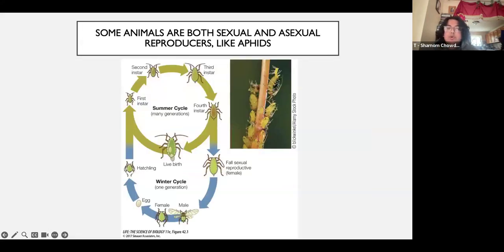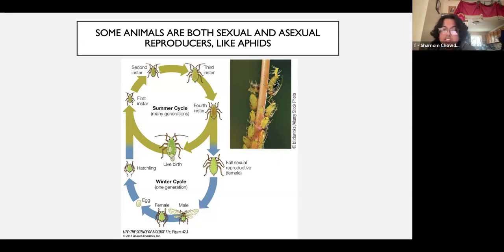And then you have animals that have both sexual and asexual reproduction, and it depends on the environment. For aphids, the summer is the perfect environment for them. So obviously, when it's the perfect environment, they want to produce as many offspring as possible. So during the summer, they have asexual reproduction. As you can see here, first instar, second, third, fourth, eventually live birth, and it continues on over the summer, several generations. But in the winter, conditions aren't necessarily ideal for asexual reproduction to occur.